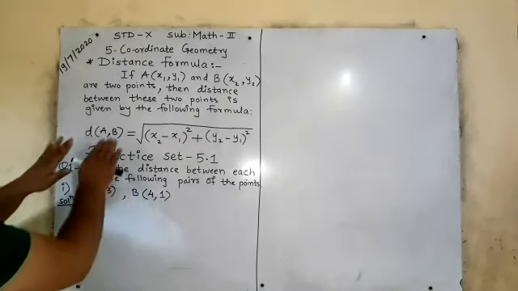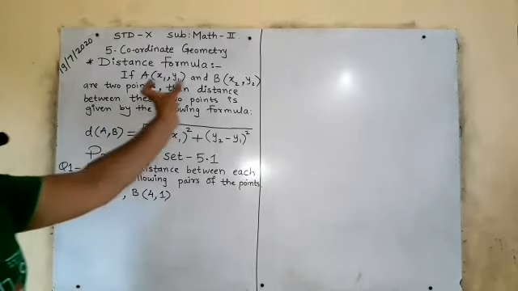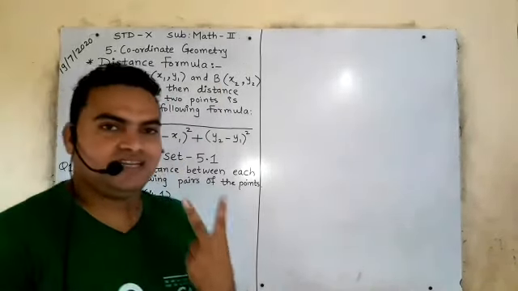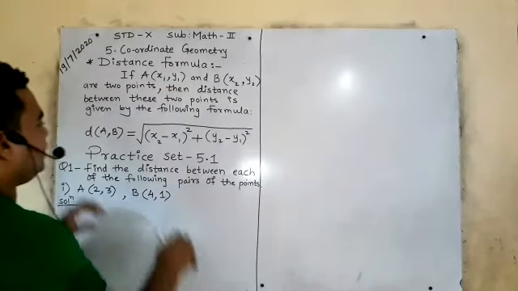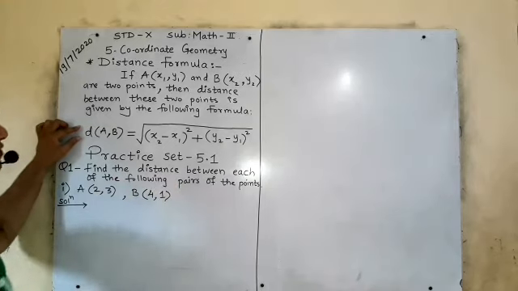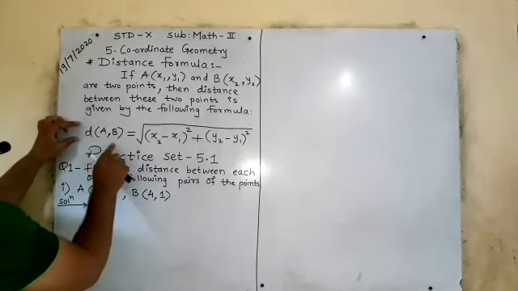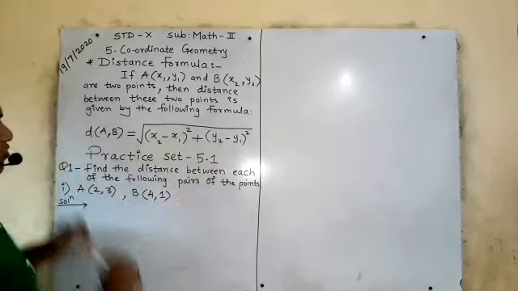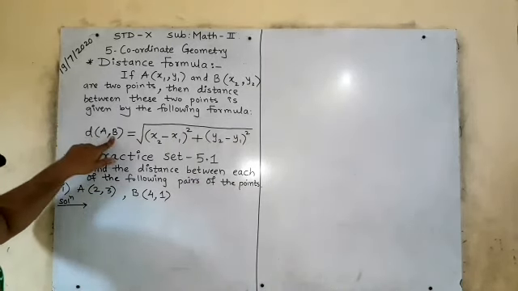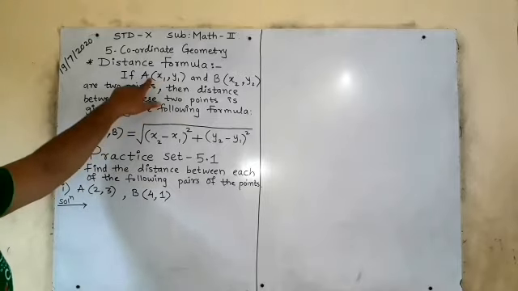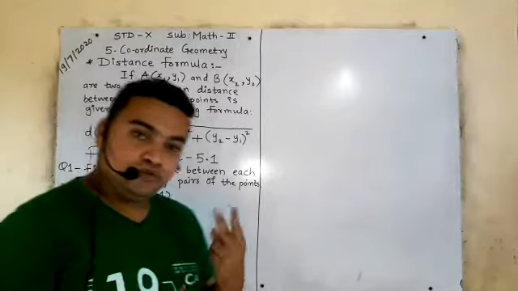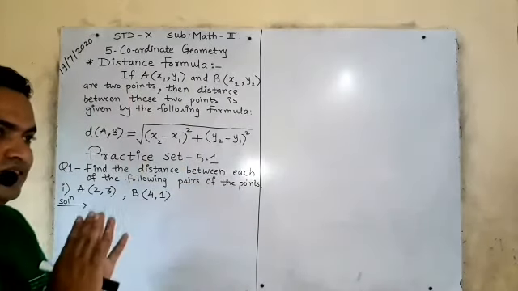It means whenever you get two points like this, and each point consists of two coordinates, then you have to find the distance between each of the following pairs of points. That time I will use only and only this formula. So small d means distance between point A and B, but here point A also has two coordinates and point B also has two coordinates. So the confusion will not be there.